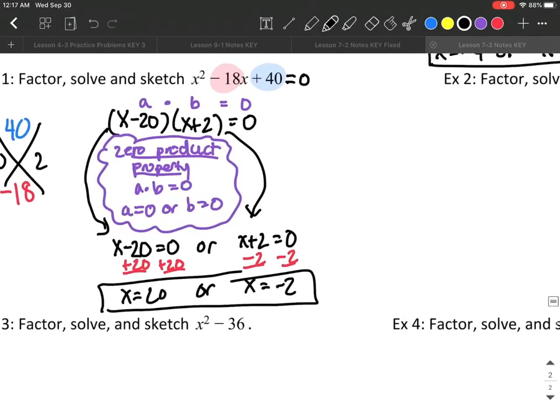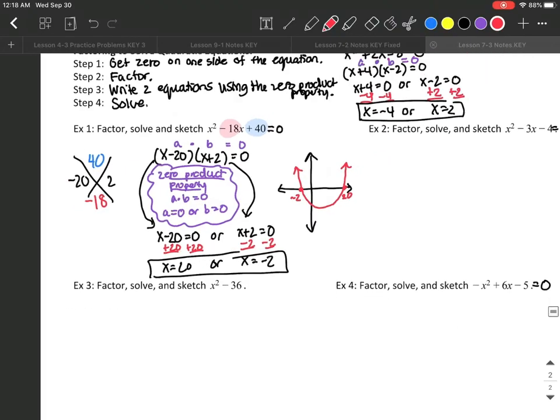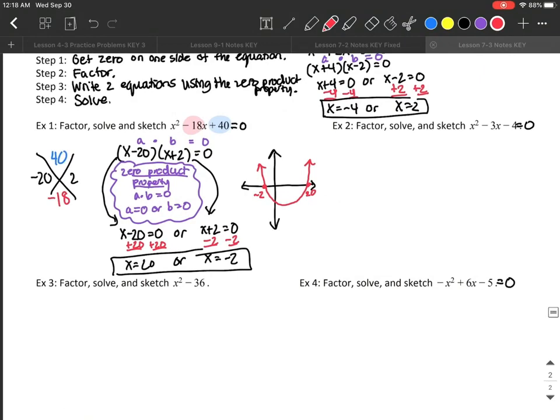The way this looks on a graph, if I graph it, I'm going to sketch a little graph here. I have 20 is an x-intercept. Negative 2 is an x-intercept. So I have negative 2 and 20. This is not to scale. Because I have a positive coefficient for x squared, I know this is an upwards parabola like this. And because that is not to scale, I'm just going to label negative 2 and 20. That's what example 1 looks like.